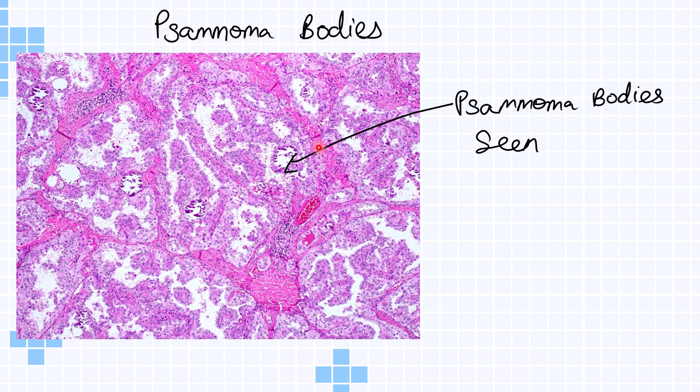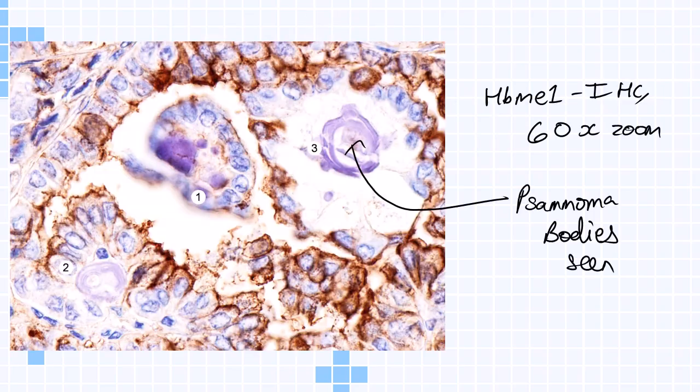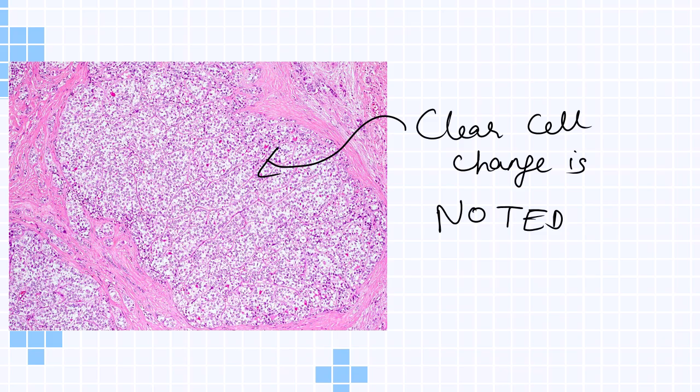Another important microscopic feature is the presence of psammoma bodies. These are round, concentrically laminated calcified structures and are one of the classic findings in papillary thyroid carcinoma. Here's a high power view of the psammoma body. At higher magnification, the concentric calcified layers become much more obvious. Another characteristic feature is the clear cell change. The nuclei appear optically clear, giving rise to the well-known orphan Annie eye nuclei.